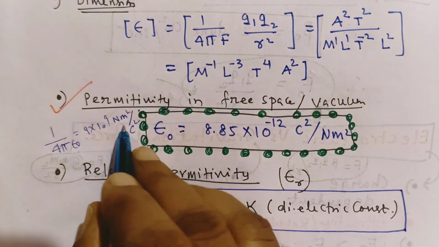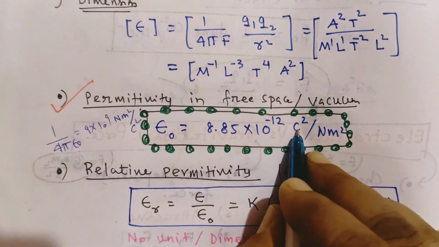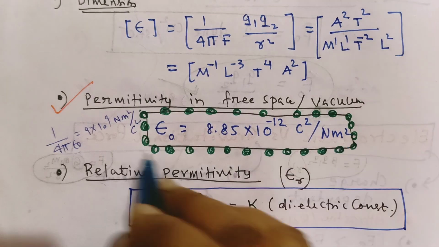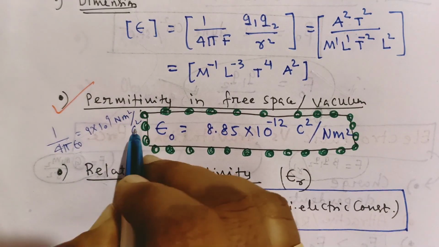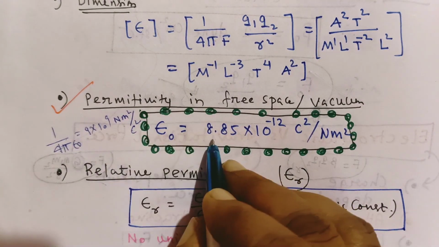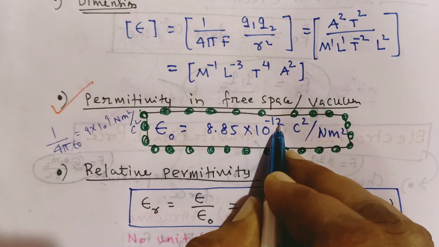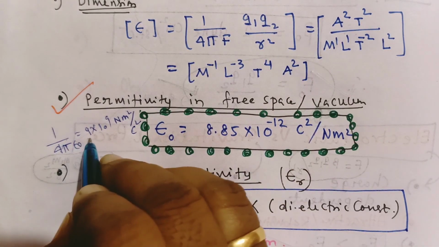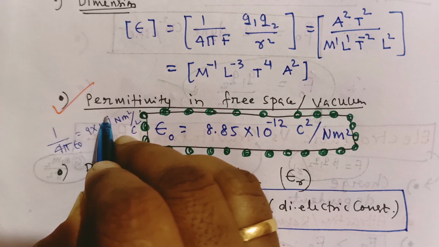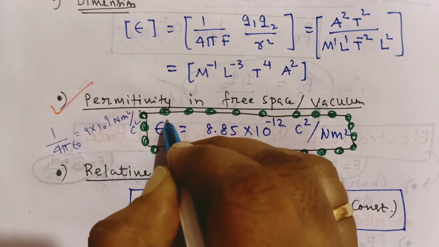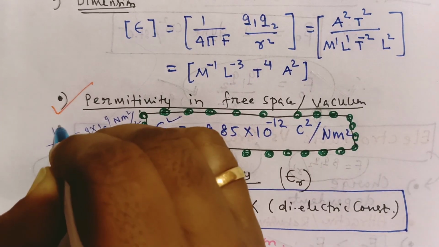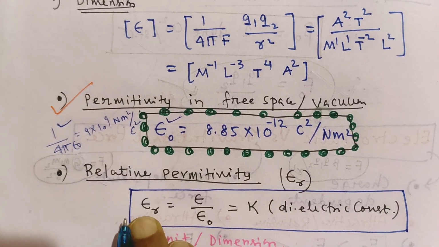You see the units are just reversed. Here the unit is Coulomb square per Newton meter square. In that case the unit is Newton meter square per Coulomb square. Here the numerical value is 8.85 into 10 to the minus 12. In that case the numerical value is 9 into 10 to the 9. Sometimes epsilon naught comes in the exam, and sometimes 1 by 4 pi epsilon 0 comes.